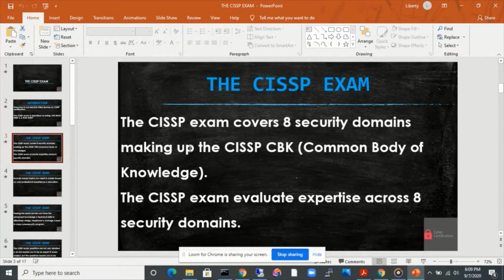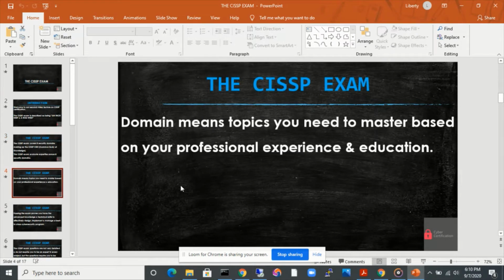The CISSP exam covers 8 security domains, making up the CISSP CBK. What we call CBK is the Common Body of Knowledge. That is the combination of security topics that makes up all the 8 security domains of CISSP. The CISSP exam evaluates expertise across 8 different security domains. When we say domain, we mean topics that the exam taker needs to master based on professional experience and educational experience of cybersecurity.